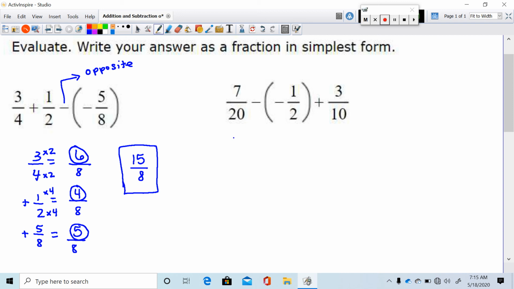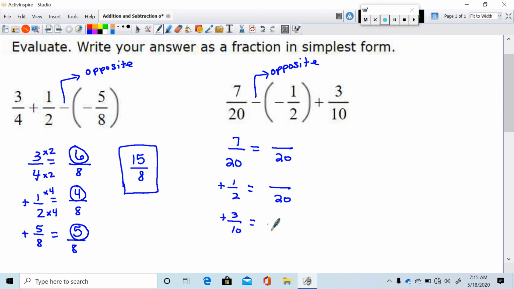Okay, this next one I have 7 over 20. I have a negative in front of the parentheses, so that means the opposite. The opposite of negative 1/2 is a positive 1/2. And then I have a positive 3/10. Okay, the largest number is 20 in the denominator. 20 divided by 2, yes, that works. And 20 divided by 10 works. That means 20 is my common denominator. That's the denominator that I want.